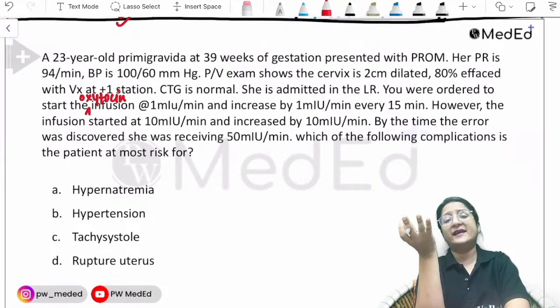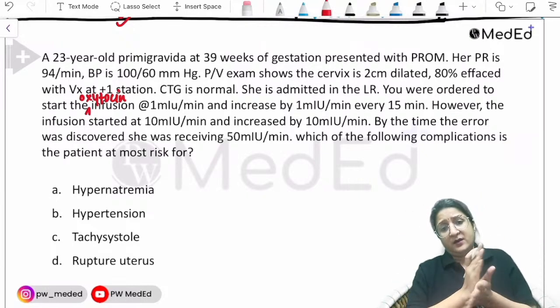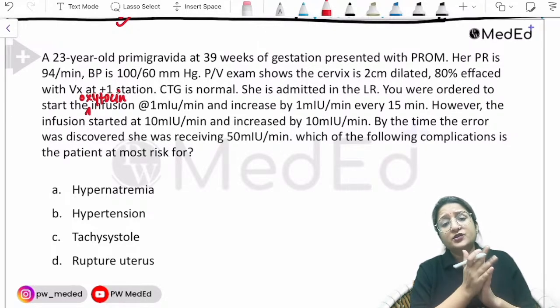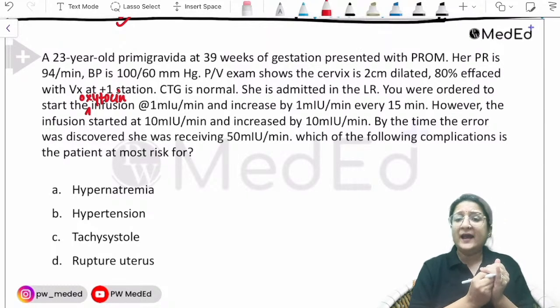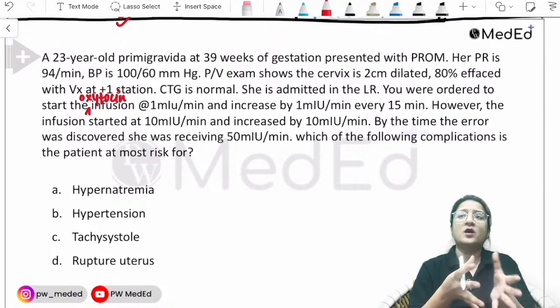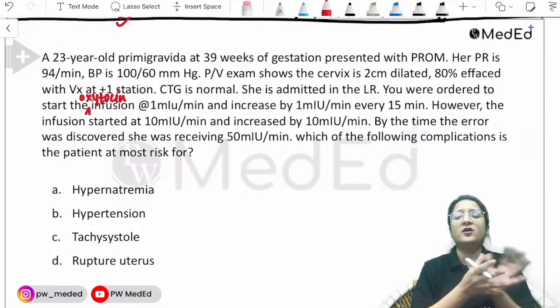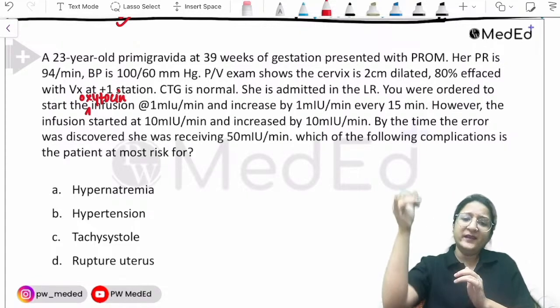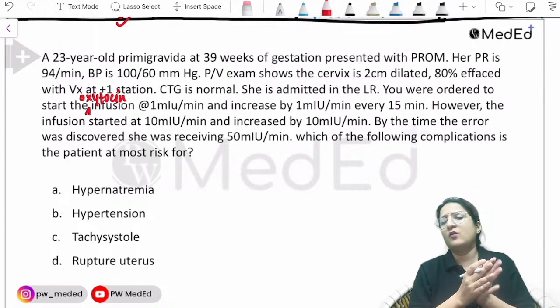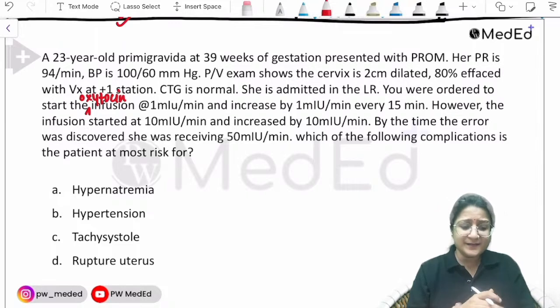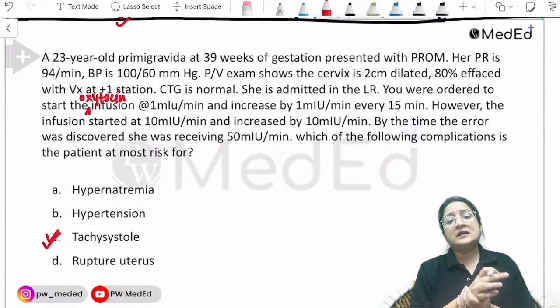Surgeon very correctly saying, yeah, you're giving too much oxytocin here. So obviously the complication that you expect is tachysystole, right? And oxytocin is a drug where the dose is titrated, the infusion rate is titrated according to the contractions, right? So the moment the infusion is stopped, the effect of oxytocin will also go away. So tachysystole is the complication that the patient is at most risk for.